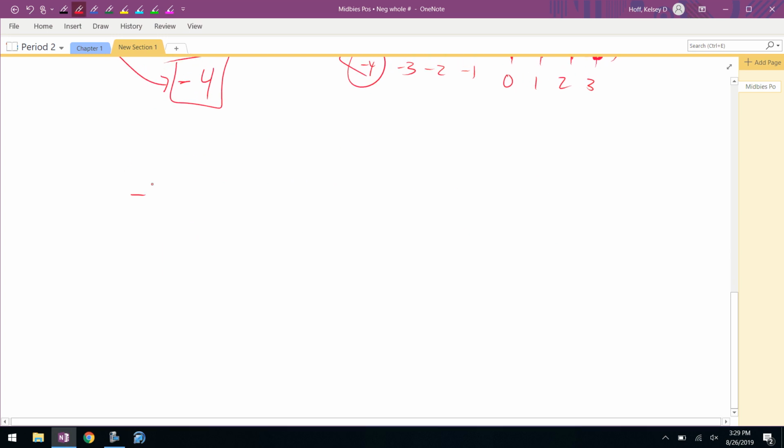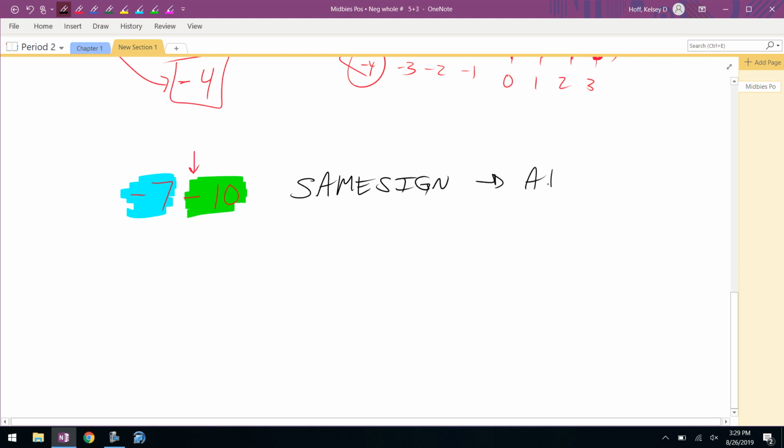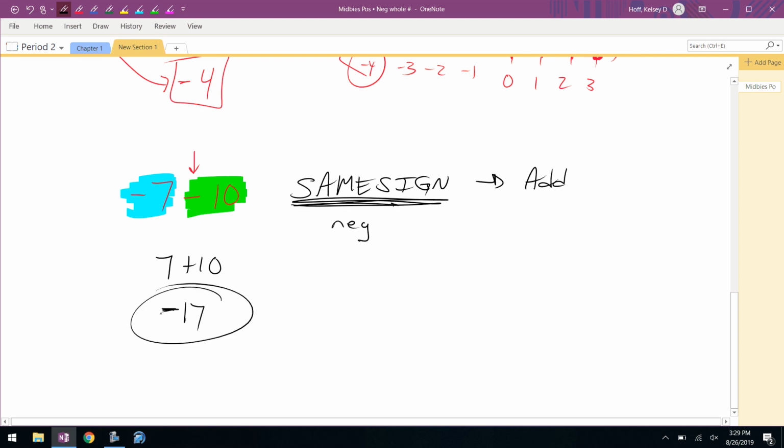What if I went -7 minus 10? I'm subtracting, right? If I look at my two numbers, I have a -7 and a -10. In this case, we now have the same sign. And when I have that, I really want to add the digits together. So I really want to take 7 plus 10, which is 17. Now they have the same sign. What was the sign? It was negative. Therefore, my answer is going to be negative.